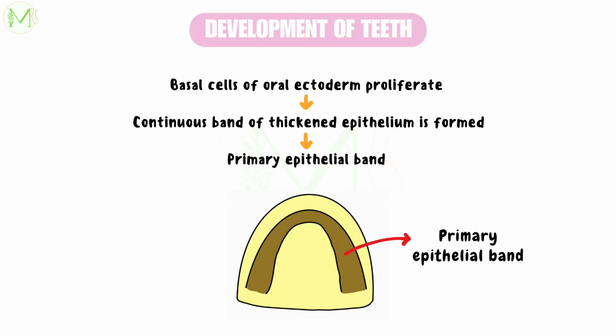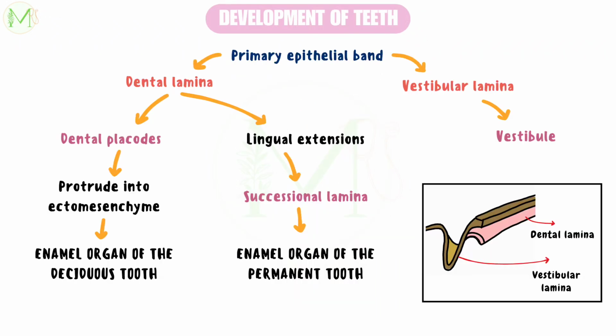The primary epithelial band is roughly horseshoe shaped and corresponds to the position of the future dental arches of the upper and lower jaws. This primary epithelial band gives rise to the dental lamina and vestibular lamina. The cells in the dental lamina proliferate to form dental placodes. They protrude into the underlying ectomesenchyme and thereby form the enamel organ of deciduous teeth, which is the future 10 maxillary and mandibular teeth. Okay, now this is where primary or deciduous teeth develop.